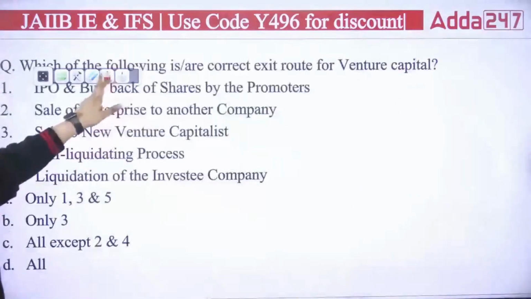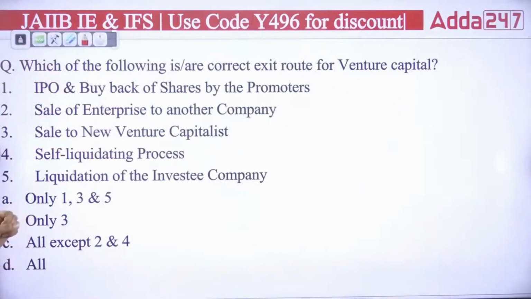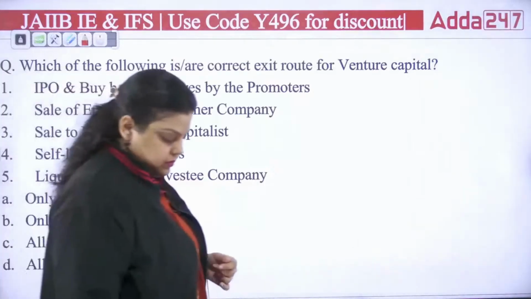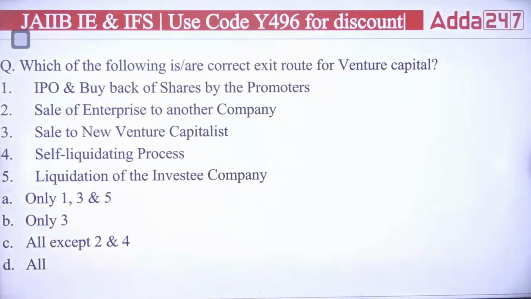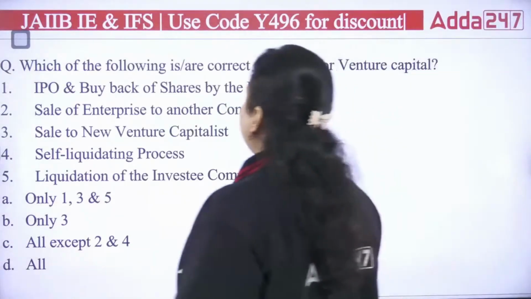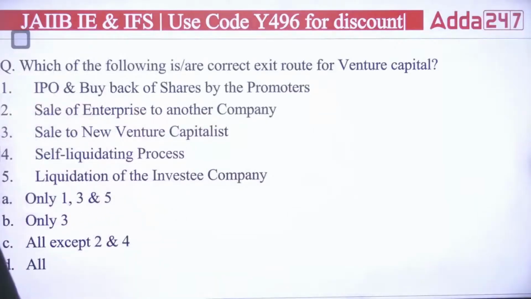Okay, next question. Which of the following is the correct exit route for venture capital? First is IPO and buyback of shares by the promoter; sale of enterprise to another company; sale to a new venture capitalist; self-liquidating process; liquidation of the investee company. So what do you think? Which of the following is the correct exit route for venture capital? A, B, C or D?